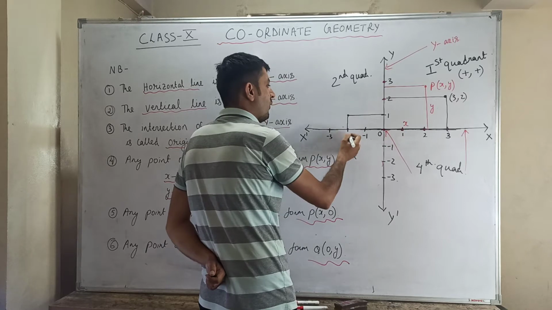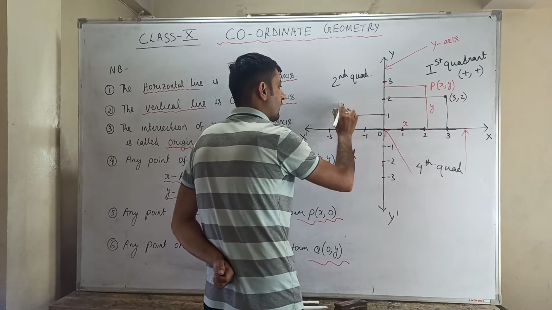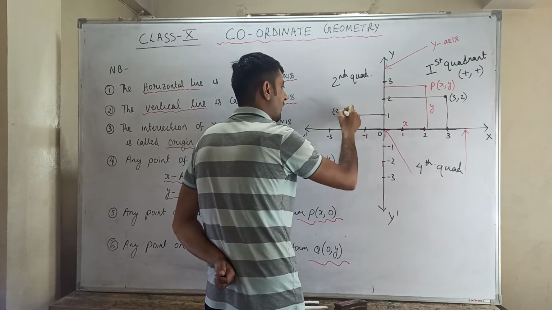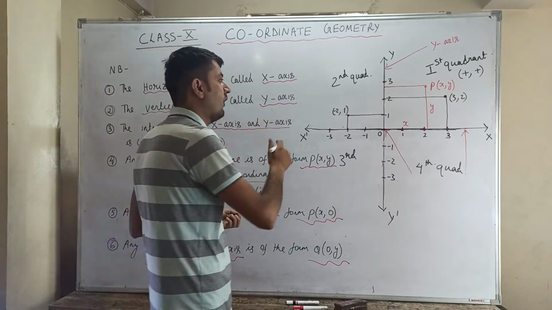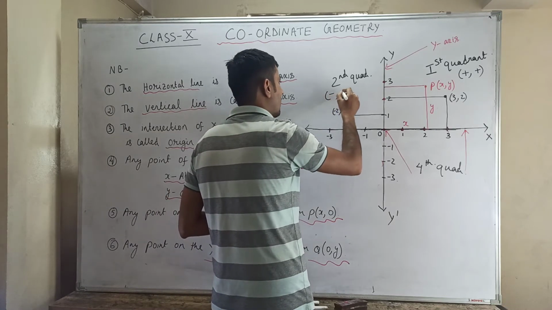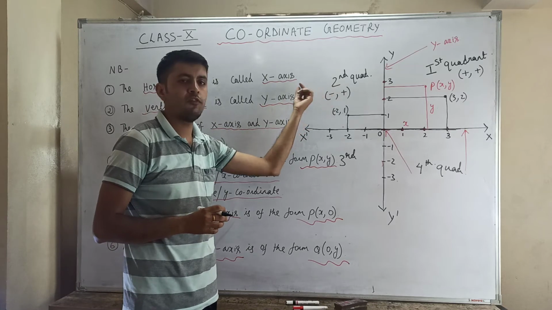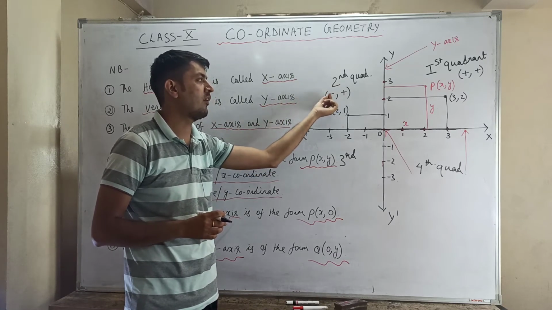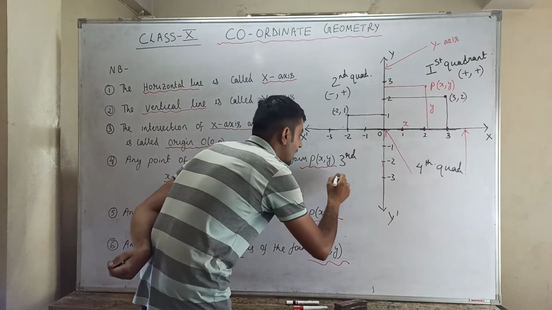What is your x coordinate? Minus 2. And what is your y coordinate? You got here 1. So as you can see, in your second quadrant, it will be minus then plus. In your second quadrant, the sign will be: first, the x coordinate is minus and your y coordinate will be plus. Now let us come to your third quadrant.